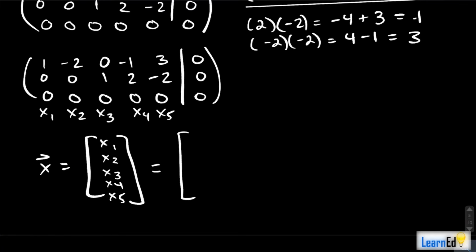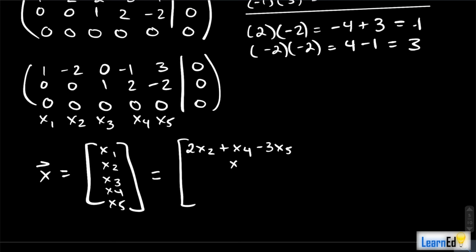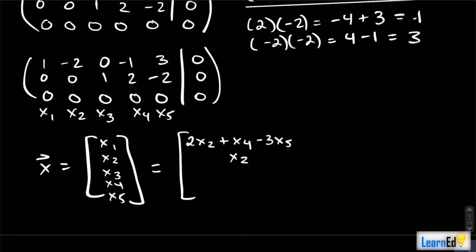So x1 is going to be equal to 2x2, right? We flip the signs of all of them because they'll get added or subtracted to the other side. We'll have plus x4, and then we'll have minus 3x5. For x2, that's a free variable, so we're just going to write it as such. For x3, that is a non-free variable, okay? So it'll be equal to negative 2x4 plus 2x5, and then x4 and x5 are free. So we just write their own values down.